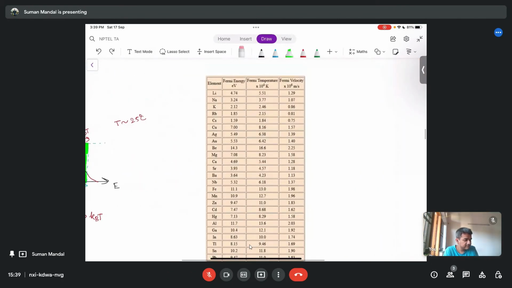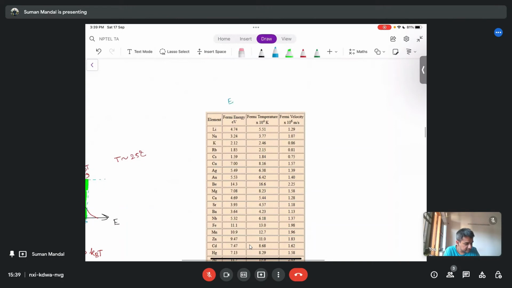There are other values also, Fermi temperature and Fermi velocity. We'll discuss them later. Just to complete it, Fermi energy is EF, so you can write it as KBTF, and this is the Fermi temperature. Basically, TF, this Fermi temperature, is EF by KB. And this is the Fermi velocity, which is basically half mv square, which is again energy. You know the Fermi energy, and from that you can calculate the Fermi velocity.